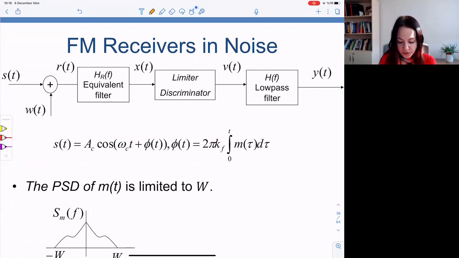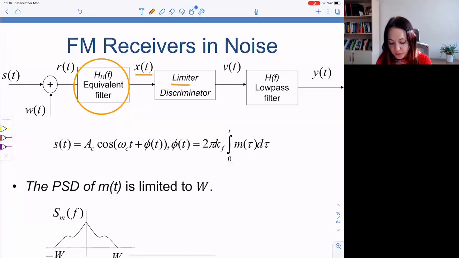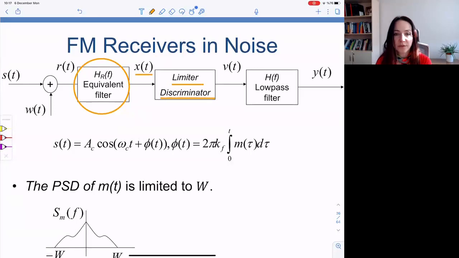The receiver front end is modeled the same way as all the other receivers we previously considered. Now the received signal plus filtered additive noise goes through a limiter discriminator. What is the limiter discriminator doing? The limiter is for taking care of amplitude variations due to the channel. And the discriminator is a differentiator.